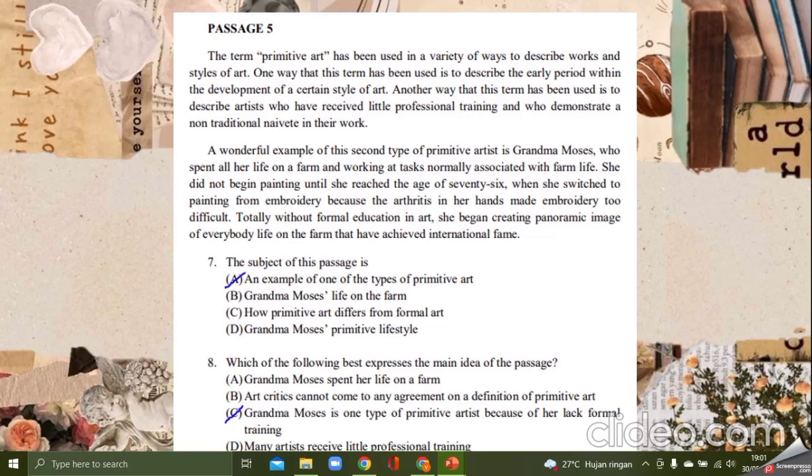She did not begin painting until she reached the age of 76, when she seems to have turned to painting because arthritis made her handmade embroidery difficult. Totally without formal education in art, she began creating prominent images of everyday life on the farm that have achieved international fame. And the question is, one, the subject of this passage is, answer, an example of one of the types of primitive art. And the other question is, which of the following best expresses the main idea of the passage? The answer is C, Grandma Moses is one type of primitive artist because of her lack of formal training.